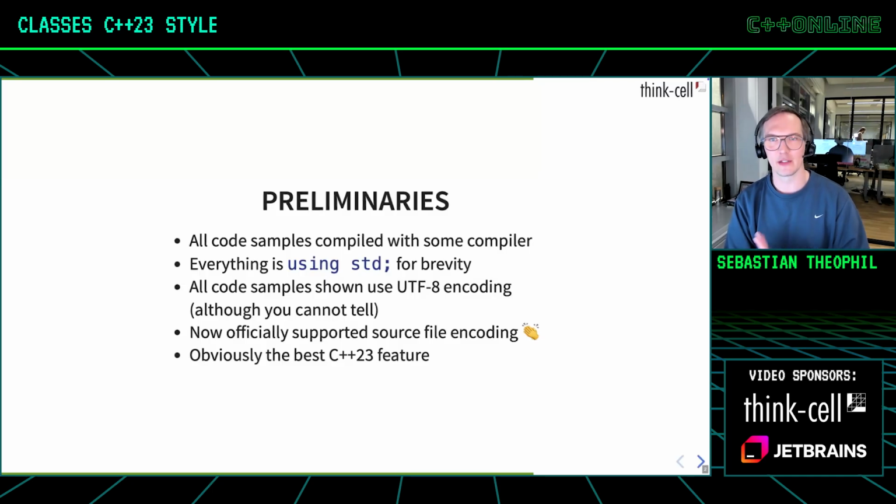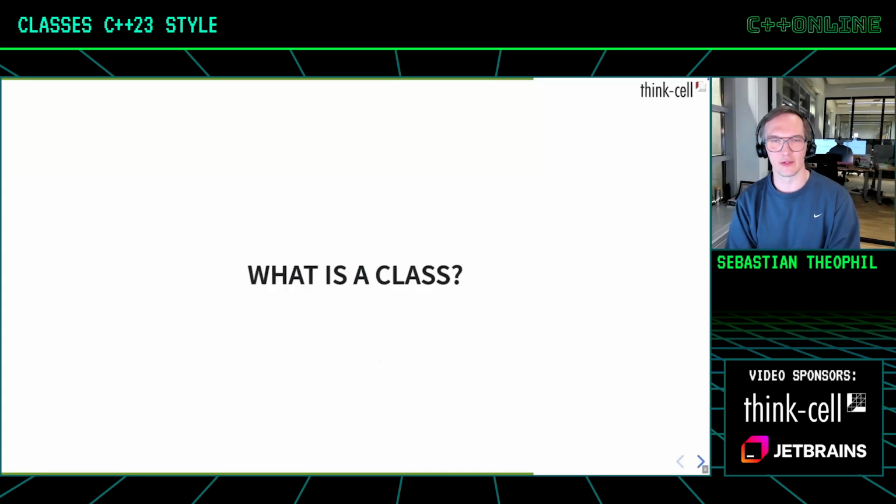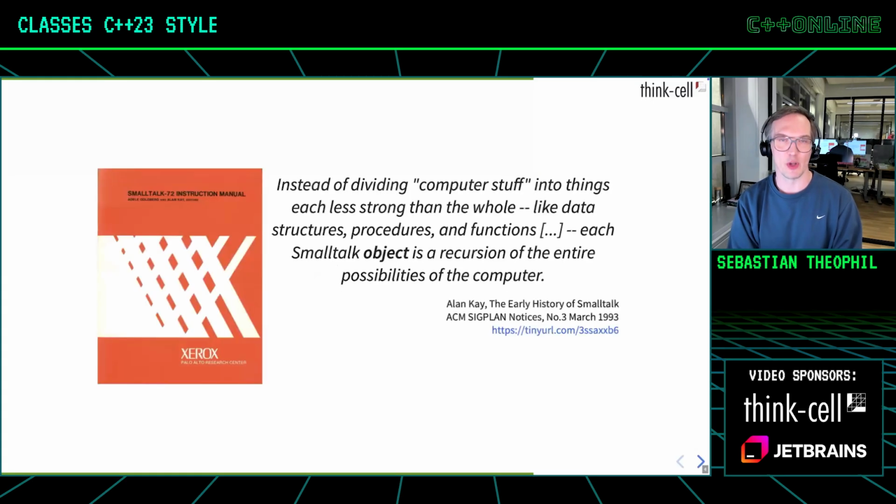Before we start to go more into detail on how we can write classes in modern C++23, let's first go back and ask ourselves, what actually is a class? What are we talking about here? I'm sure you know some definition from object-oriented programming, but I went way back to the origin of object-oriented programming, which is Smalltalk, of course. And there's a paper, The Early History of Smalltalk by Alan Kay.